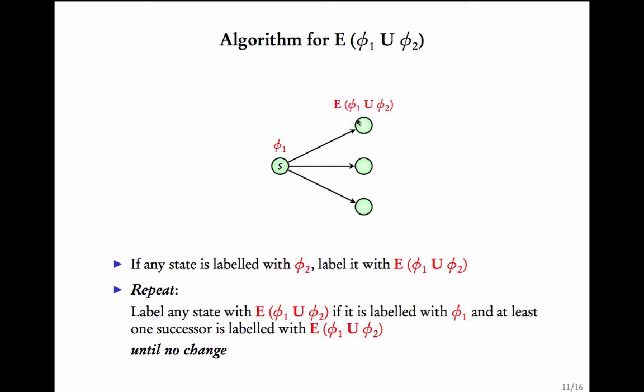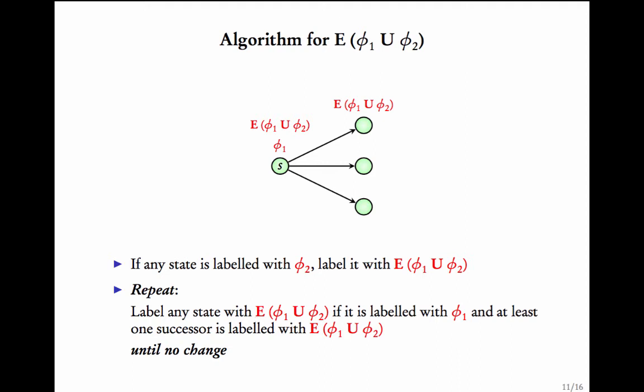Let's see. Suppose this state is marked with E of phi1 until phi2. Look at this state. It is marked with phi1. In that case, this should also be marked with E of phi1 until phi2. Okay, so this is the algorithm. You can check this with the previous examples.